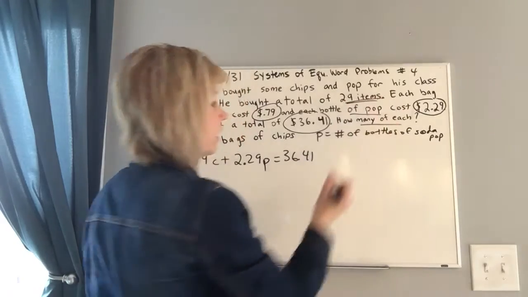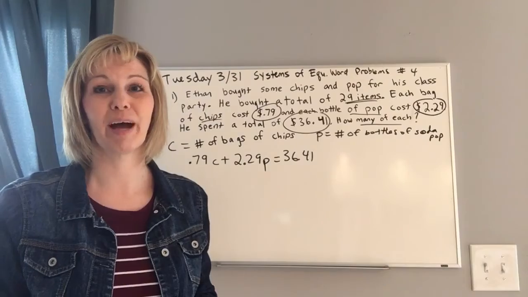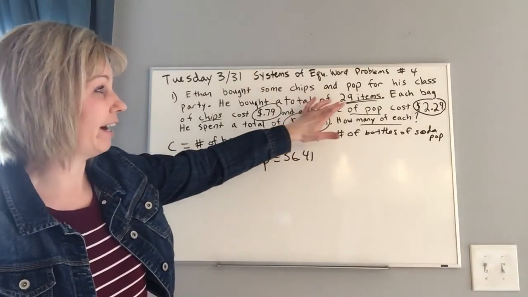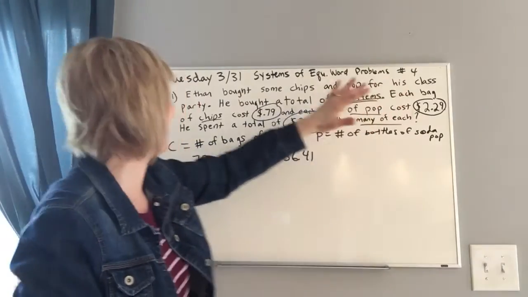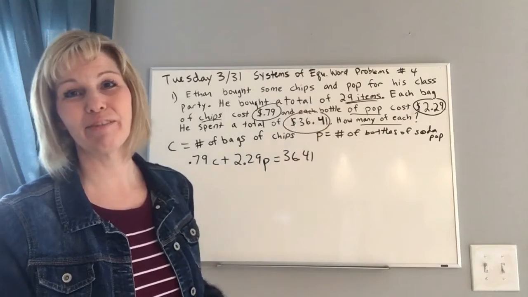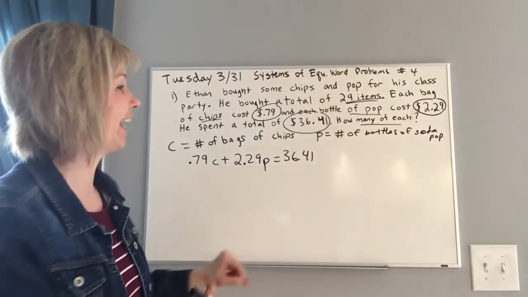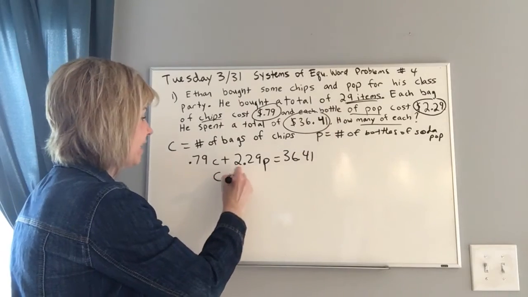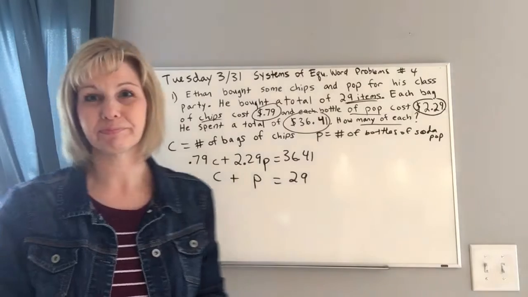So all of the money should go together, and then you have one other piece of information. There are 29 items. Oh, it's his class party. I'm not paying attention here. It's easy to read and not really pay attention to what you're reading. That's what I just did. 29 items. So we know that C plus P equals 29.